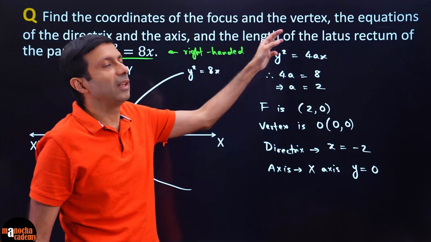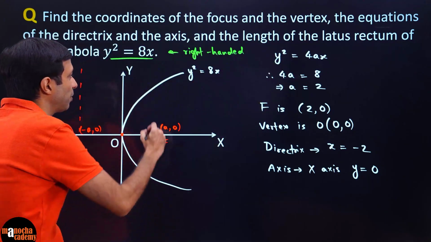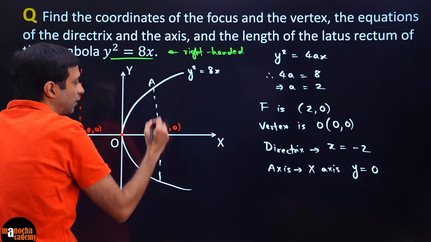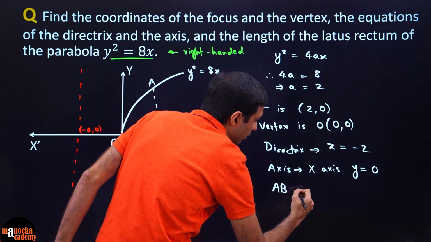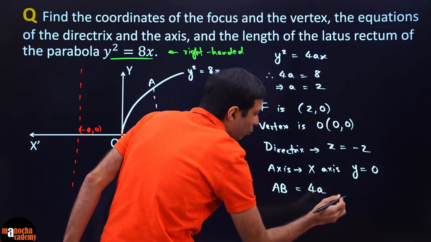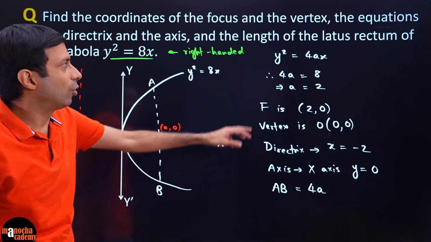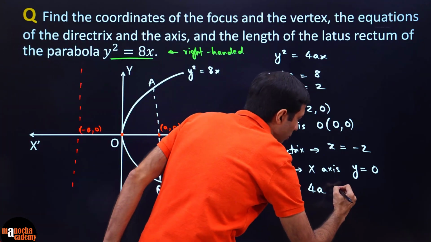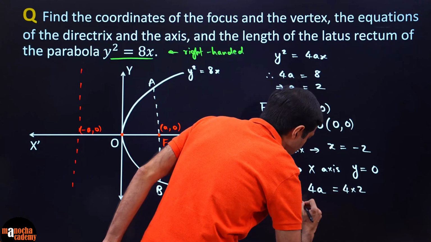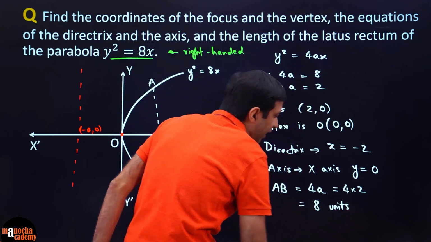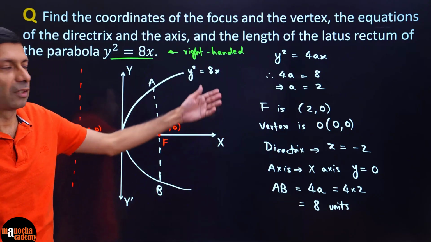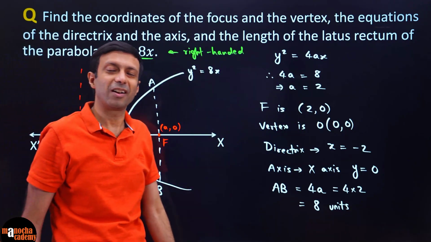And the length of the latus rectum. Remember this part? This is your latus rectum AB. And the length of AB, the latus rectum, remember the formula is very simple, 4a. So this is going to be 4 times 2. So the answer is going to be 8. And length we always write in coordinate geometry with units, 8 units, remember? So there you go. Those are all our answers.